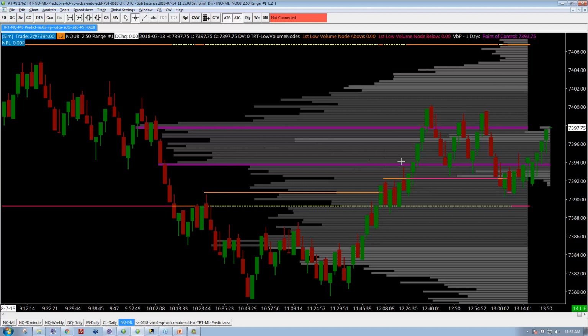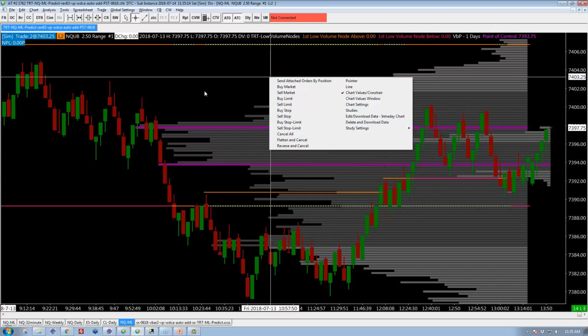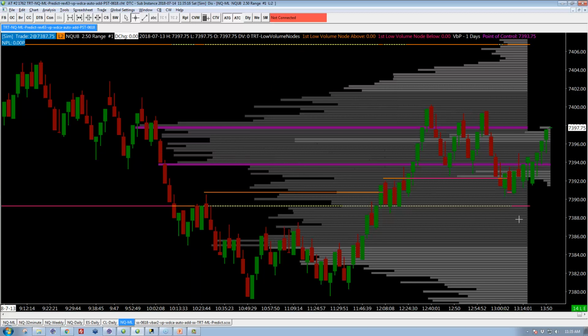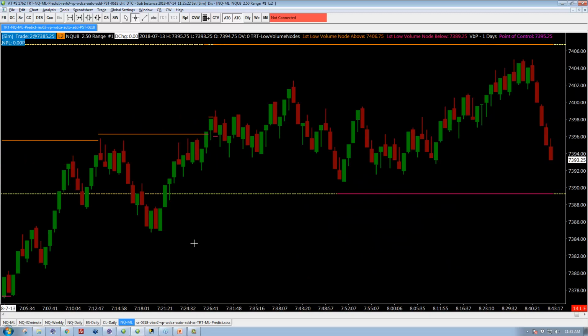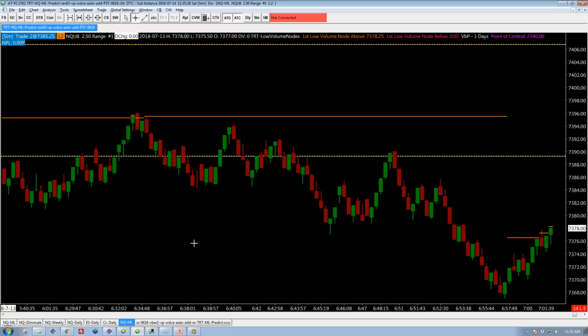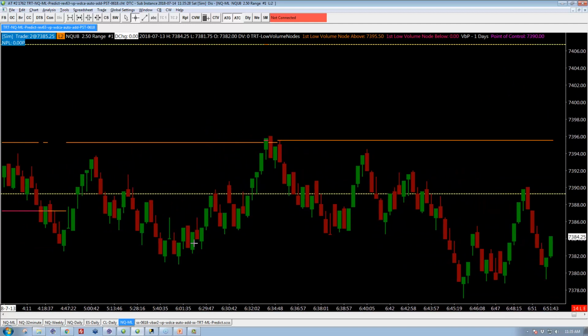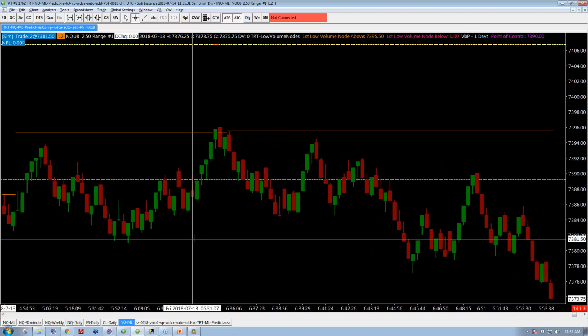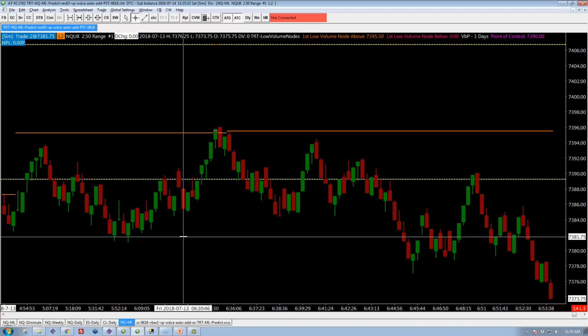And you can see the yellow line here and the yellow line here. These are the low volume nodes at the end of the day. But you see these other lines as well. So let's go back to the beginning of the day. So here's 6:30 coming up here. Here's the open.